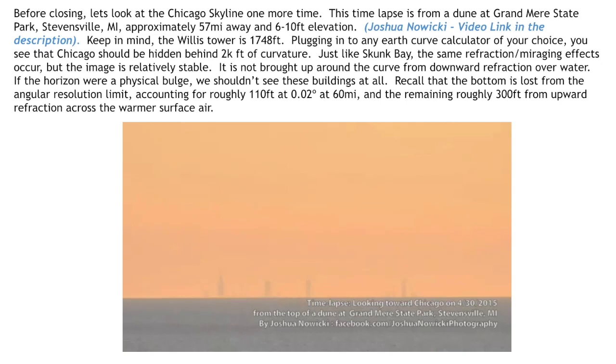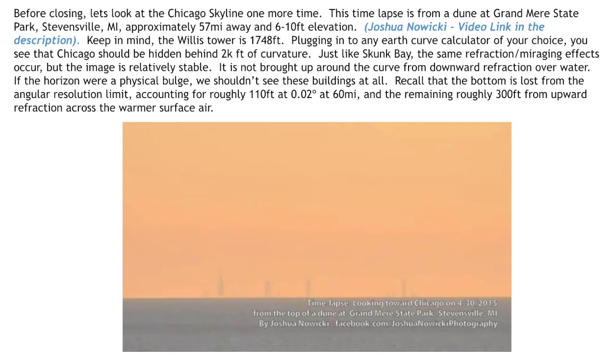Just like the Skunk Bay footage, the same refraction and miraging effects occur, but again, the image is relatively stable, as if you were just seeing it through wavy water, not that you are bringing this entire amount of imagery up from behind a curve, nor that it is compressing and moving back down again at that rate. It's just not happening. It is not brought up around the curve from downward refraction over water. It just doesn't occur. If the horizon were a physical bulge, we shouldn't see these buildings at all.